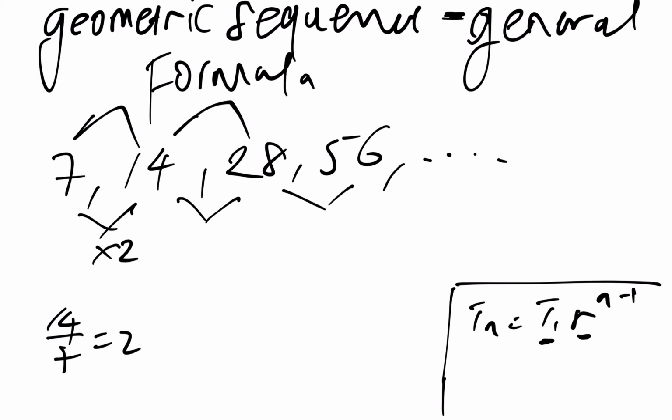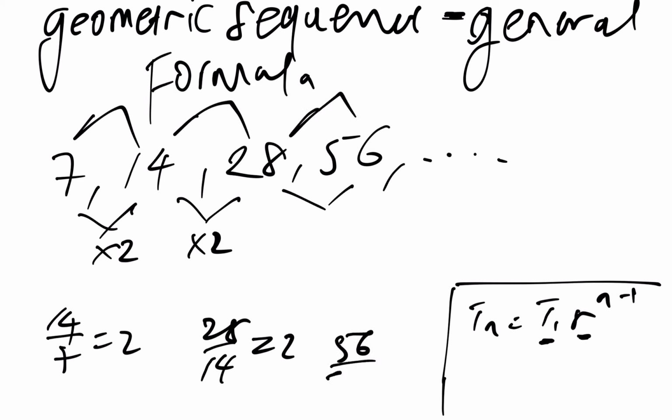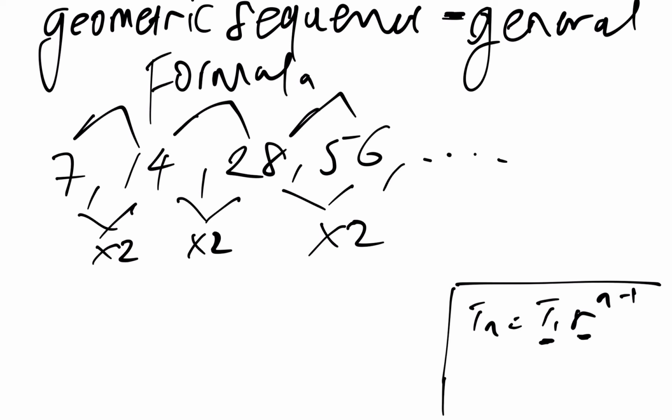Between 14 and 28, 28 divided by 14 is also 2, so this is also times 2. Again, between 28 and 56, 56 divided by 28 gives 2, so also here it is times 2. So the ratio between the consecutive terms is common, and it is 2. Hence r, which represents the common ratio, is equal to 2.